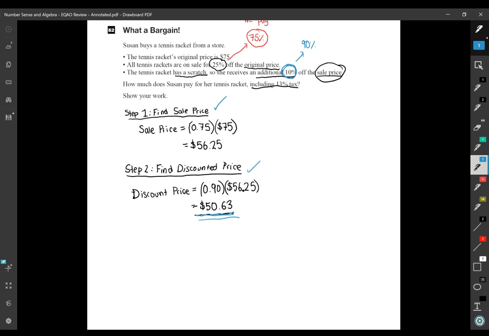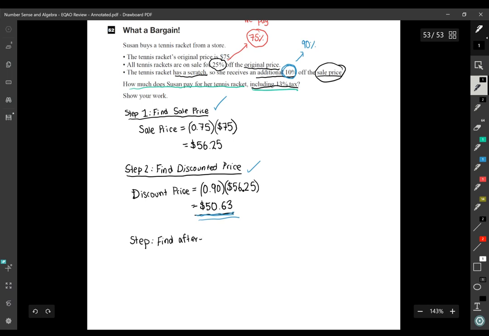But if we recall, we want to know how much Susan pays for the tennis racket, including tax. So step 3 is going to be calculating our after-tax price. So find after tax. All right. And I'm just going to do a very quick little demonstration here to remind you about taxes, how we work with taxes.